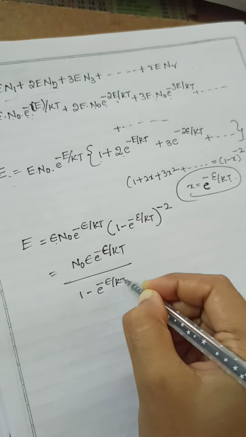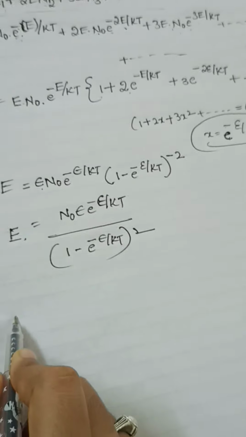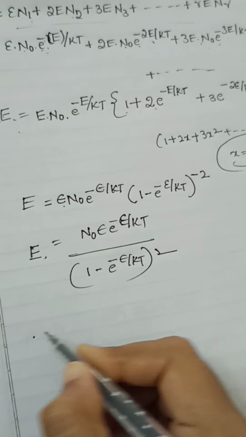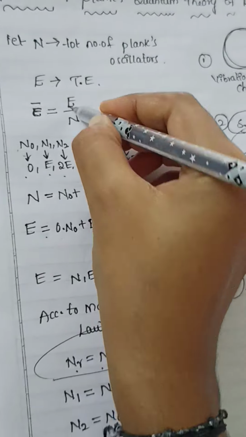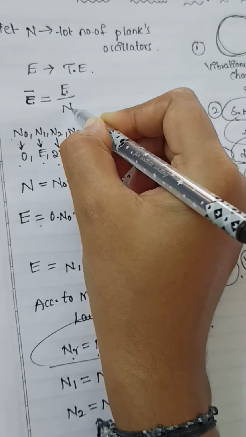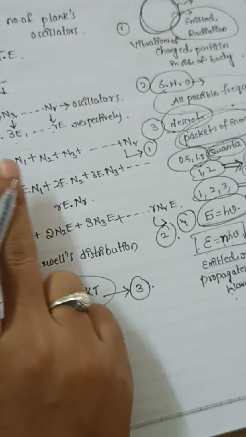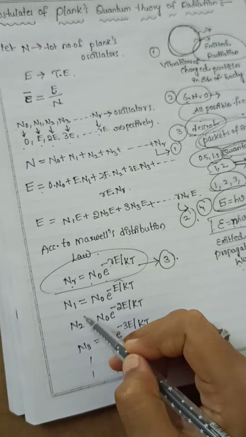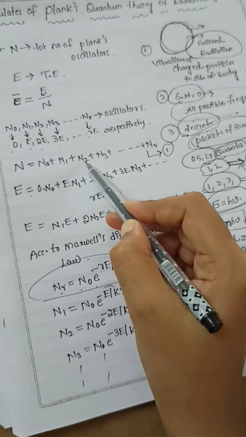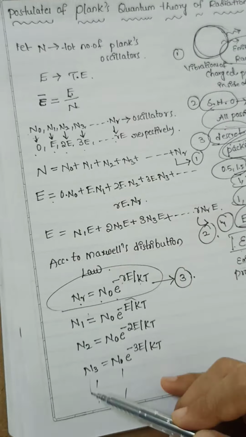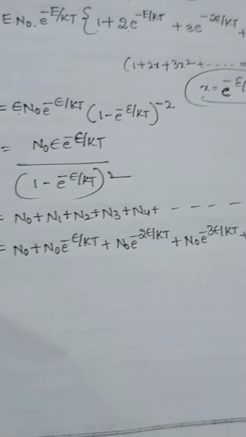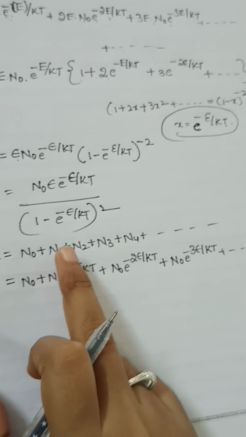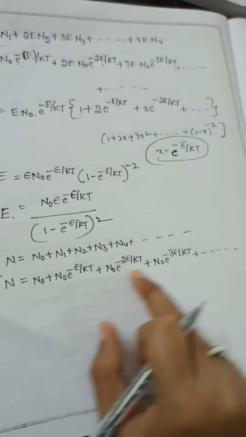Now I would like to calculate the total number of oscillators, that is capital N. Here we already have the value of E. Now I am going to calculate the value of N. For calculating the value of N, you have to substitute the values of N1, N2, N3 from this equation. After substituting the values of N1, N2, N3, this is the equation.